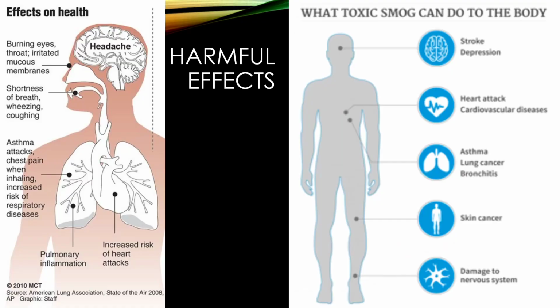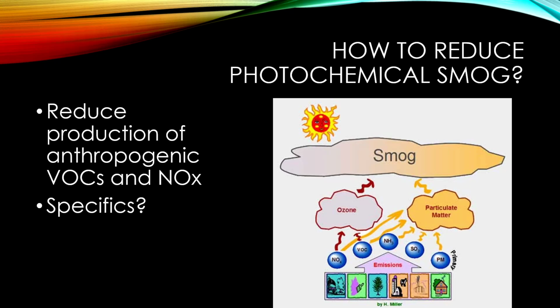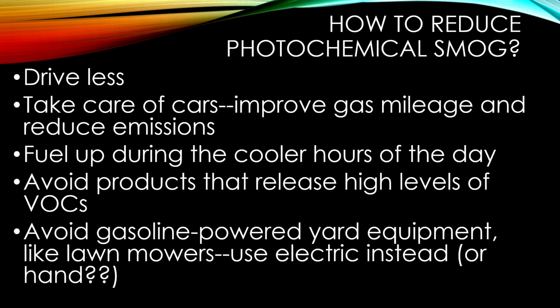So some of the different harmful effects on humans that smog can have on us are burning eyes, throat irritation, headaches, respiratory problems, skin cancer. There can be damage to the nervous system, it can cause stroke and depression, heart attacks, cardiovascular diseases. So then we wonder, how could we reduce photochemical smog? And there are things that we've actually started to do to help reduce this photochemical smog.